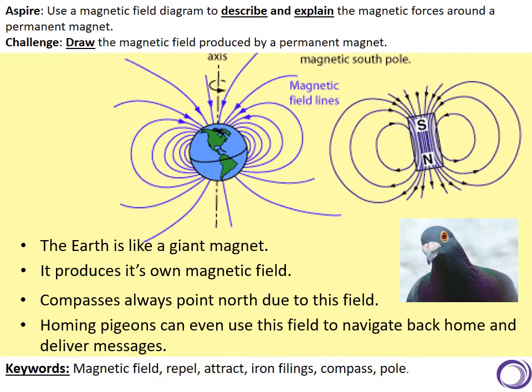Some animals, including homing pigeons, can use this magnetic field, and a part of their brain can actually sense it, and they can use it to work out which way it's pointing to fly back to their location. They're also used by a lot of mammals in the sea, including whales, that can follow the magnetic fields to find their way across the sea.